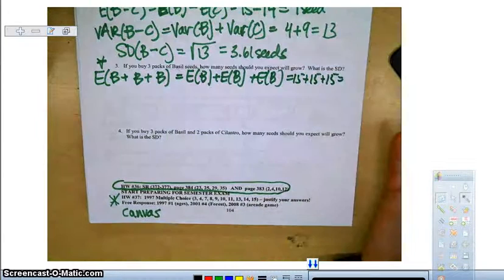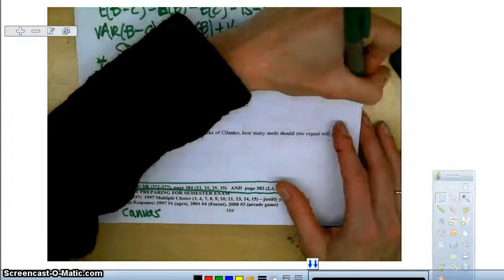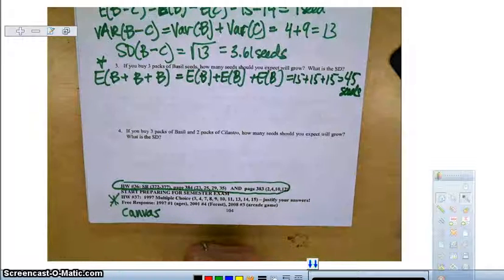If you plant 3 packs, how many seeds do you expect to grow? 45. Does that make sense? You'd expect 45 seeds to grow if you bought 3 packs, and each pack was expected to have 15. Okay.